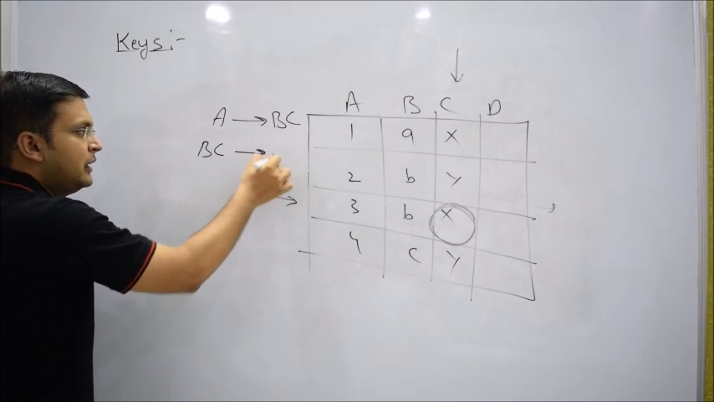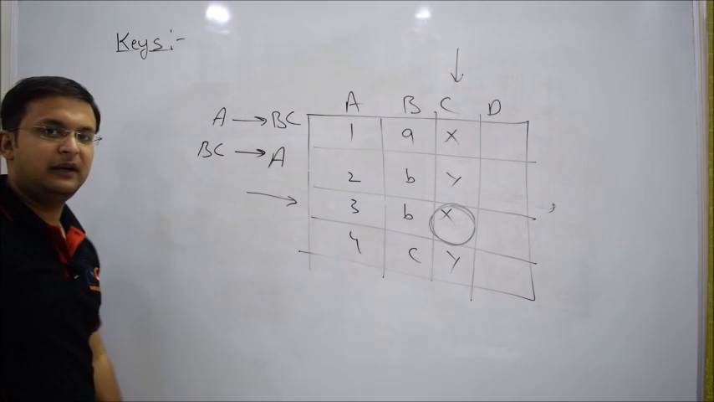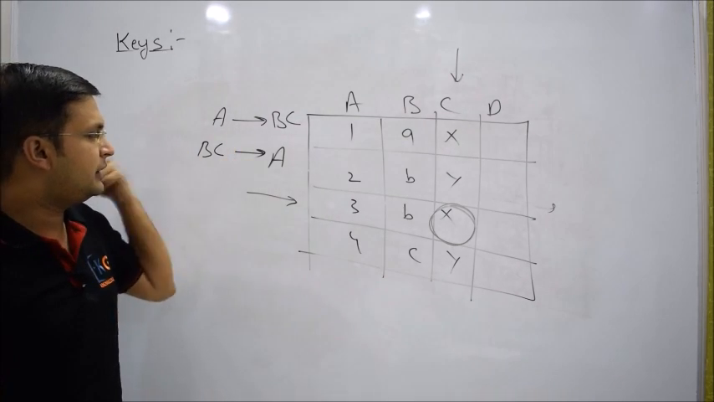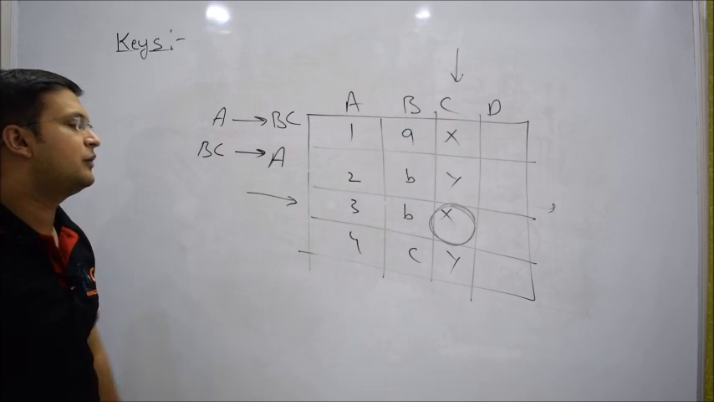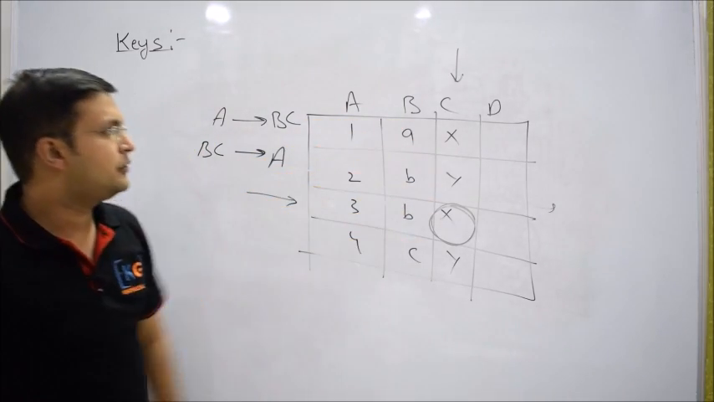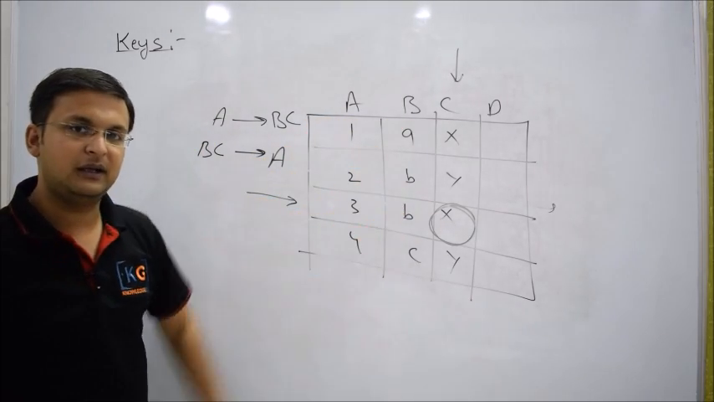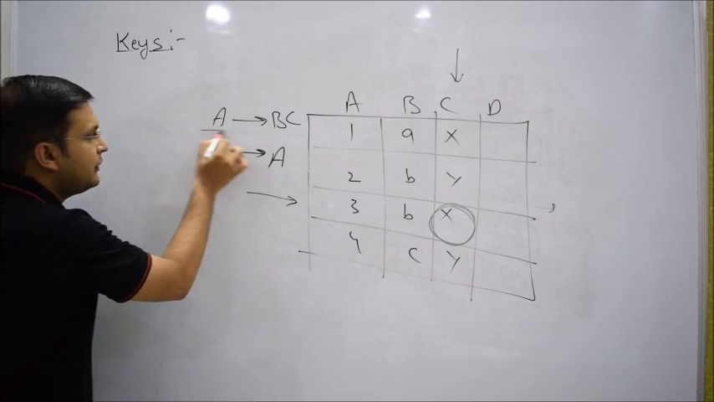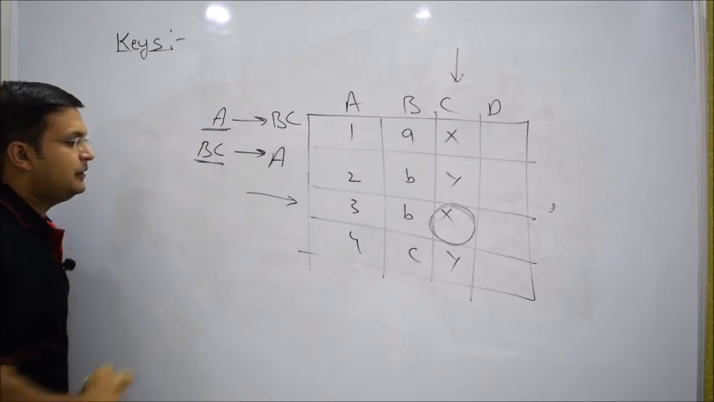So it means what? If I want to write, I can also write this. So BC to A is also a valid functional dependency. So if I tell you the value of BC, again you are in a position to select any particular row uniquely. Okay, so now you can say both A and BC are keys.